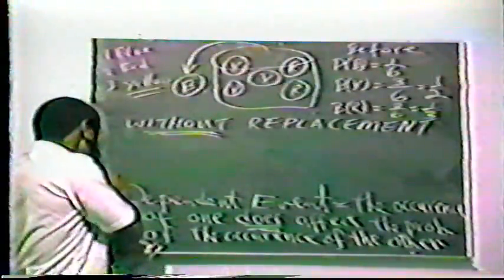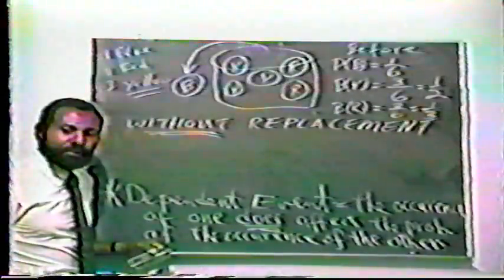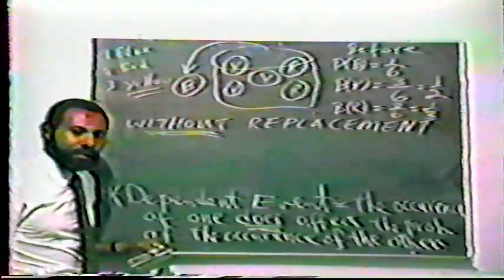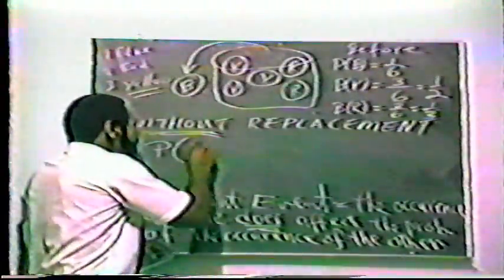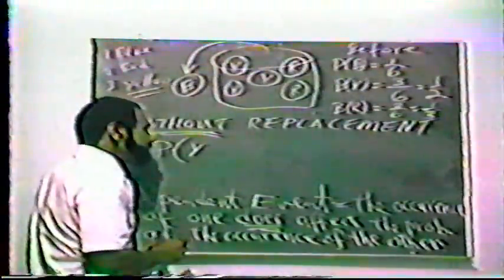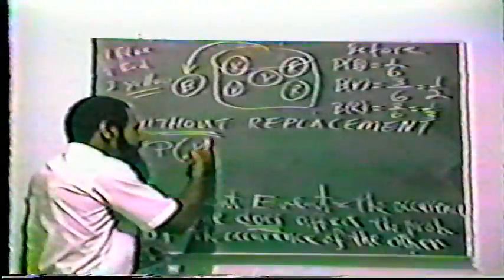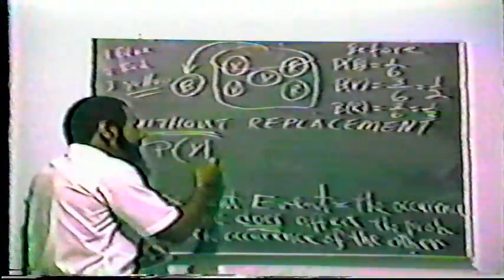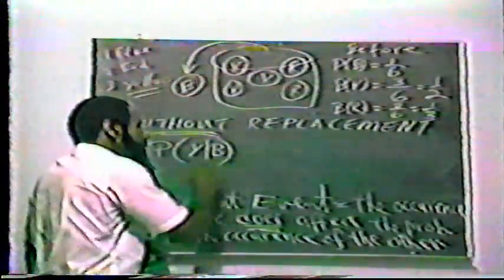That means that we have dependent events. Now watch what happens to the probability of getting a yellow ball. The probability of getting a yellow ball given, and that's what that slash means, given that the first ball was blue.